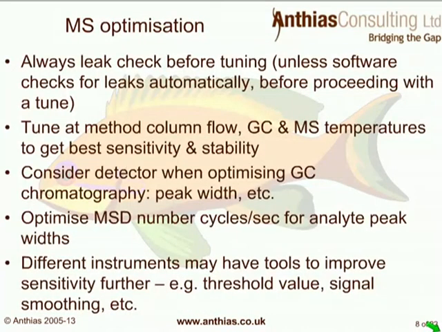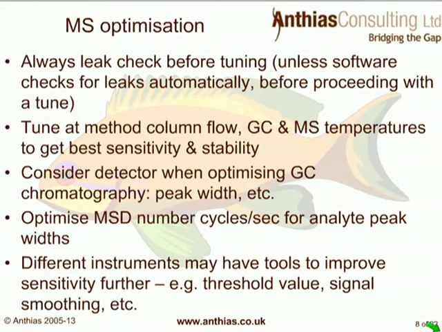So when we're optimizing a mass spectrometer, first of all, we should always think about leak checking before tuning, unless the software, of course, checks automatically for leaks. We don't want to be tuning a mass spectrometer if we have a leak into it. And, of course, because of our GC, we've got several different places where leaks can occur, and these leaks could actually just occur overnight.